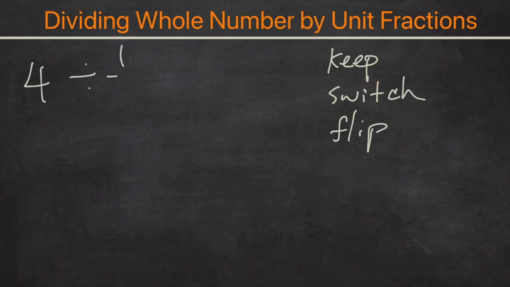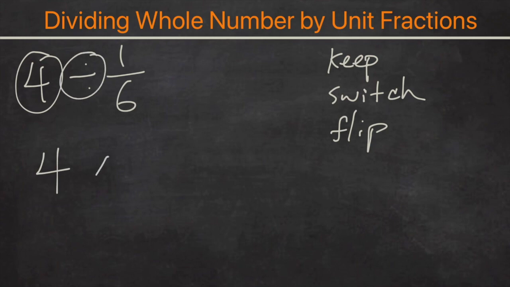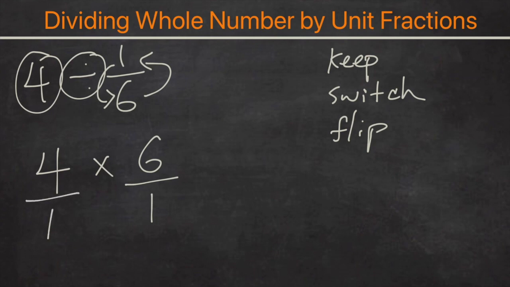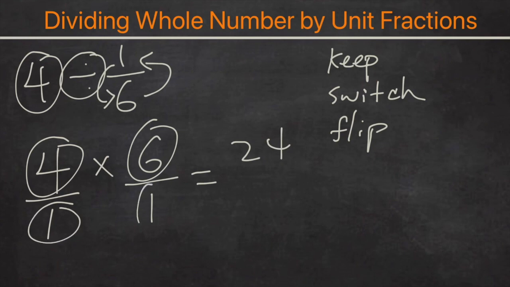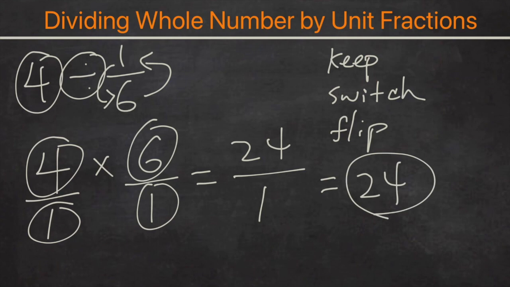4 divided by 1/6. Now we're going to do the same thing where we keep the 4. Now we're going to switch the division to multiplication, and then we're going to flip. So 6/1. And then we're going to change the whole number to a fraction. And now we can multiply across. 4 times 6 is 24. 1 times 1 is 1. And the answer is 24.